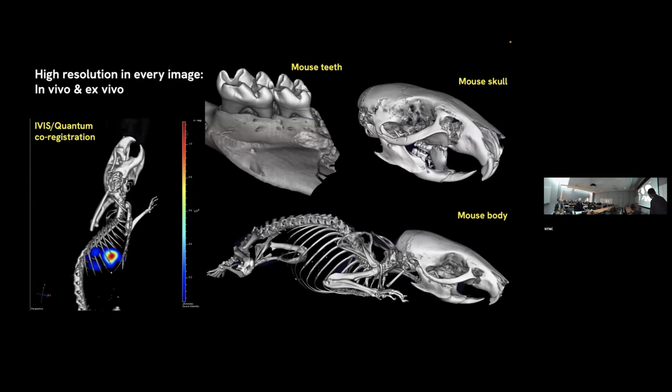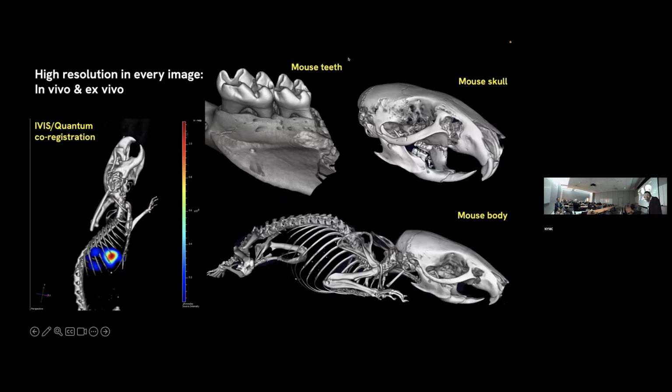Just to switch gears a little bit, high resolution on every image, ex vivo and in vivo. What do you have here on the top? This is a jaw of a mouse. Yeah, this is it, and you can see the first and the second molar that you can have.